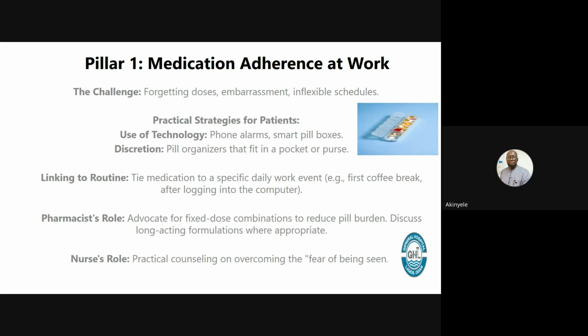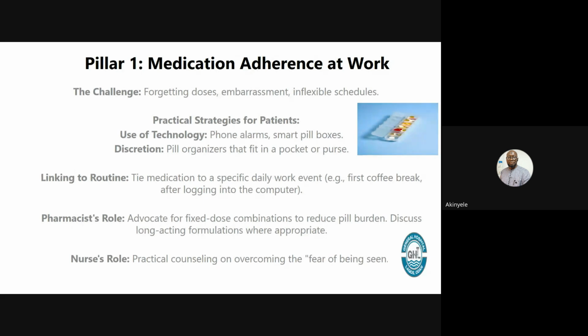So, what are the practical strategies that we can devise that can help them overcome these challenges that we have highlighted? Because for them not to forget their doses, we can encourage them to use technology by setting alarms. They can get smart pill boxes where they will have put their medications, and they can easily reach and take their medications even while they are at work. Once the alarm on their phone sounds, they know that it's time to take their medications, and this will help them from forgetting their doses.